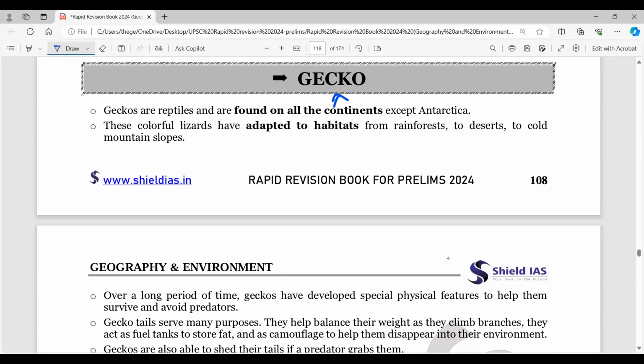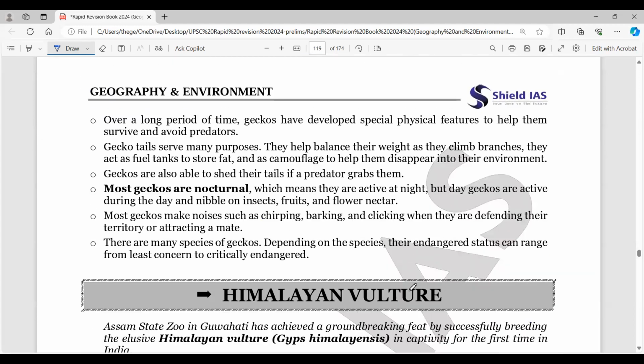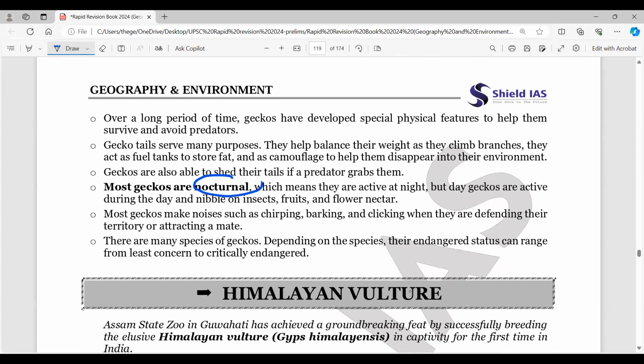Now comes to gecko. What is GECKOS? Geckos are reptiles found on all continents except Antarctica, and they can adapt to all conditions. Now important here is most geckos are nocturnal. Okay, and what is important here?